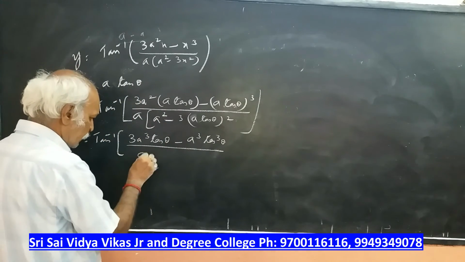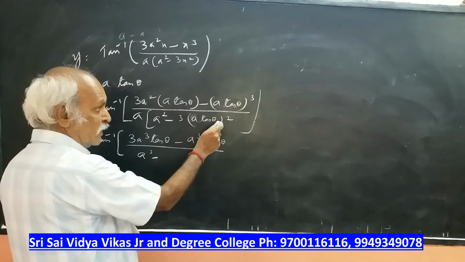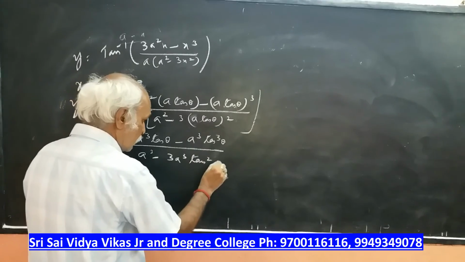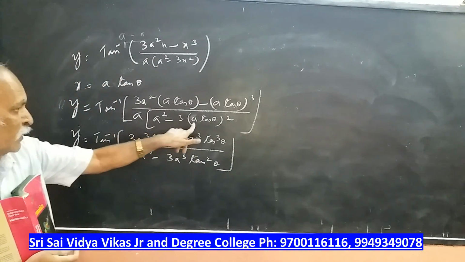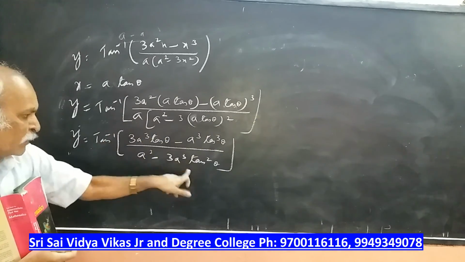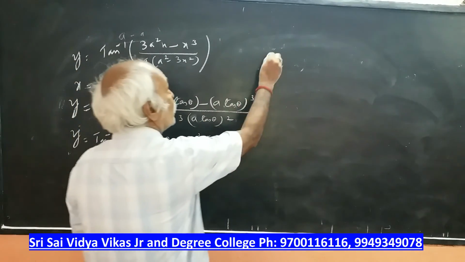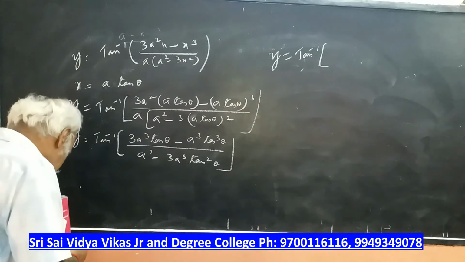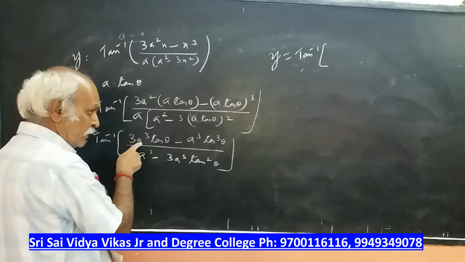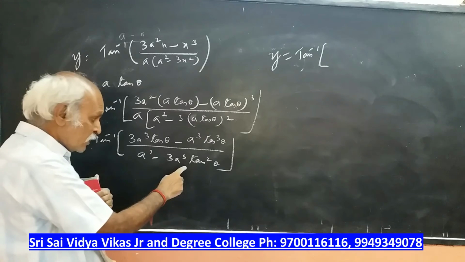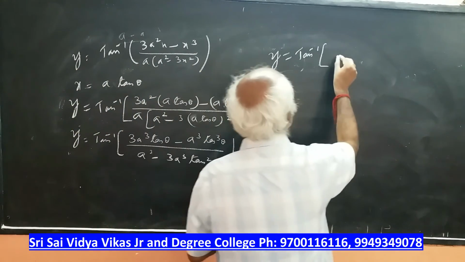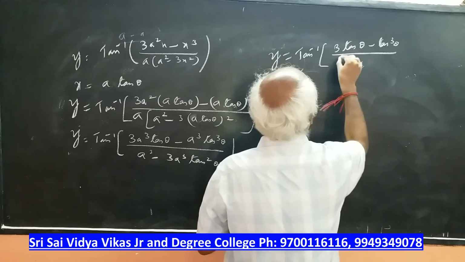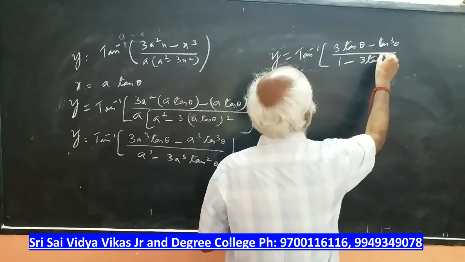3a cube tan theta minus a cube tan cube theta by, opening the bracket, a cube minus a square tan square theta, where a comes in, it becomes a cube, again a square tan square theta will come because a is there, it becomes a cube. Now I will cancel a cube everywhere. Here a cube is there, here also a cube, here also a cube, here also a cube. Cancel. So what will happen? 3 tan theta minus tan cube theta by 1 minus 3 tan square theta.